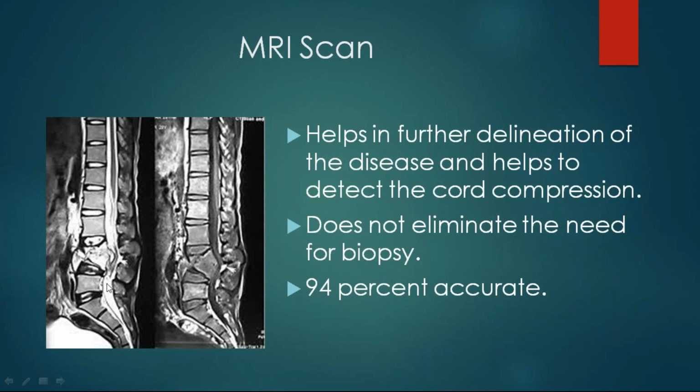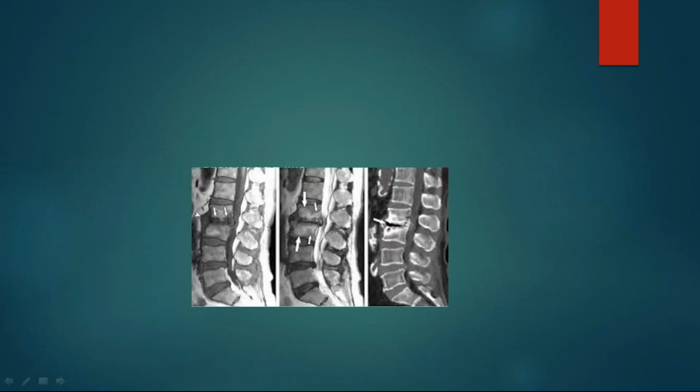Here you can see the cord is compressed completely. This is the thing which causes the paraplegia in a patient. So usually it eliminates the need for the biopsy. If you can see the findings in MRI, it is diagnostic of TB. Okay, here you can see the disc space involvement, and it is compressing on the vertebral cord.